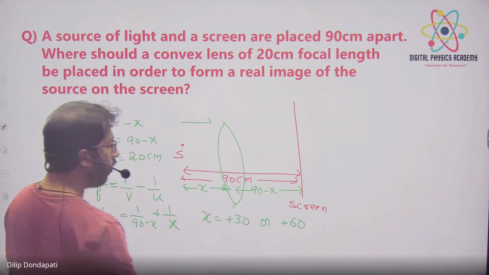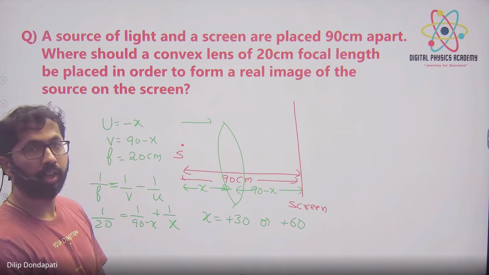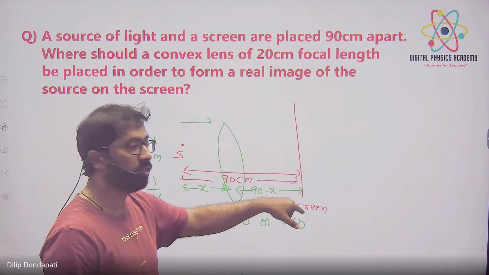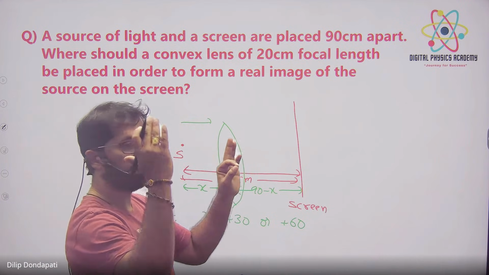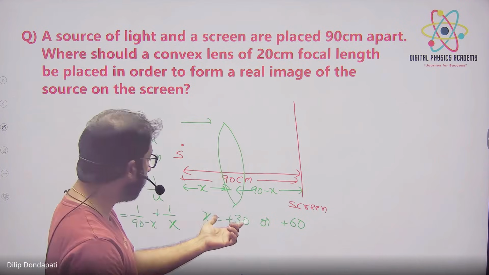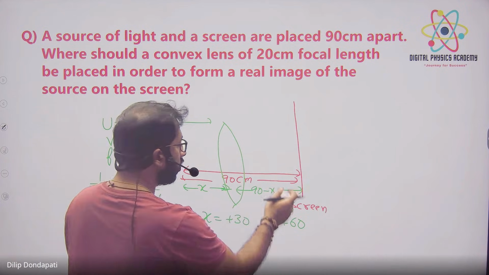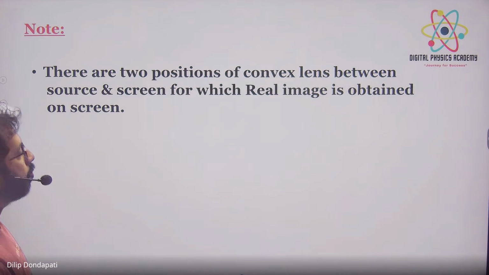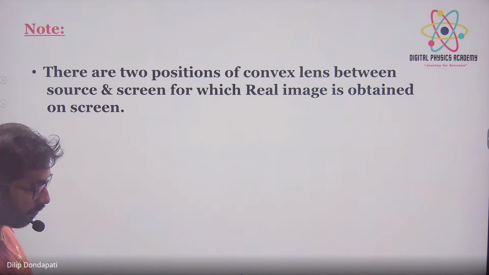Okay, now you have to understand that there are two positions. There will always be two positions of the convex lens to form a real image on the screen. Always, for source, convex lens and screen, there are two positions. If I place it at 30 centimeters, the real image is obtained, or if I move this convex lens to 60 centimeters, then also the real image is formed. Okay, so write this down, and there is a relationship for this also. There are two positions of the convex lens between source and screen for which a real image is obtained on the screen.